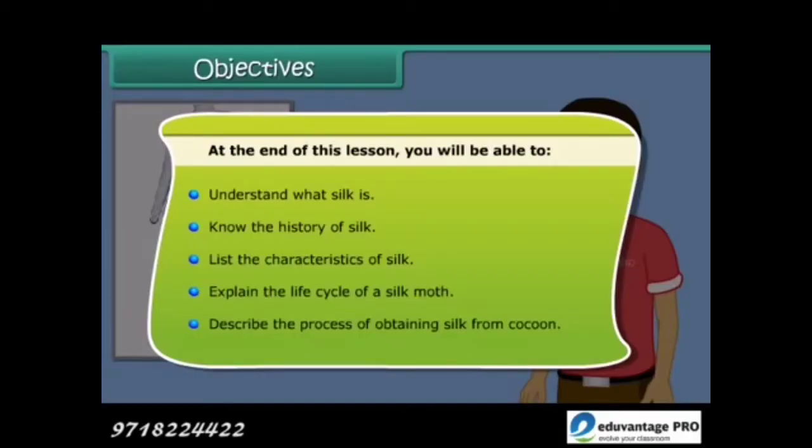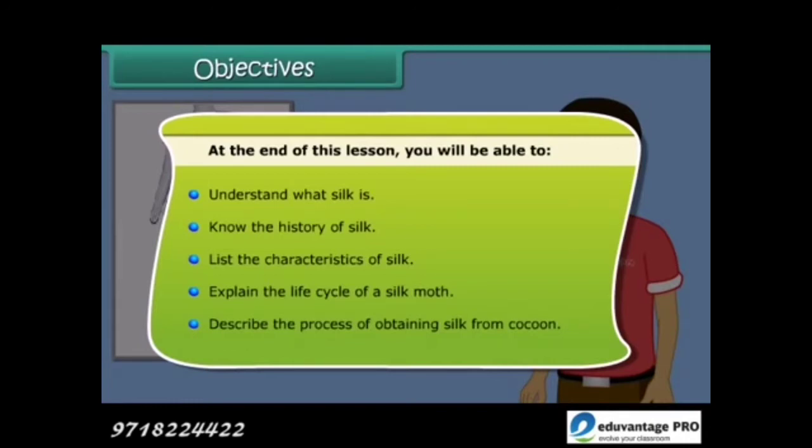Students, at the end of this lesson, you will be able to understand what silk is, know the history of silk, list the characteristics of silk, explain the life cycle of a silk moth, and describe the process of obtaining silk from cocoon. These are the objectives of this lesson. You must be able to attain all these objectives.